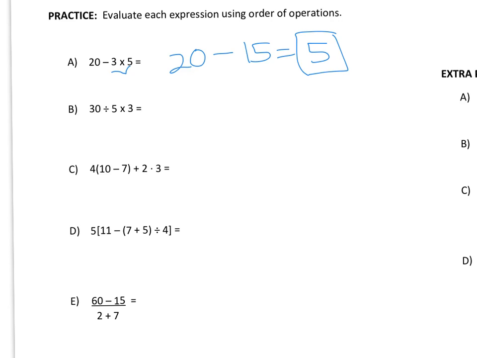Now in part B, the same idea. Because it's division and multiplication in this case, I always go from left to right. So I start with 30 divided by 5 and I get 6. Then I times it by 3 and my answer is 18. So the rule is if it's multiplication and division, I just have to do whichever one comes first. And since division came first on the left, I have to solve that first. Now in example C, go ahead and try this one on your own and then check your answer, as well with letter D and letter E.